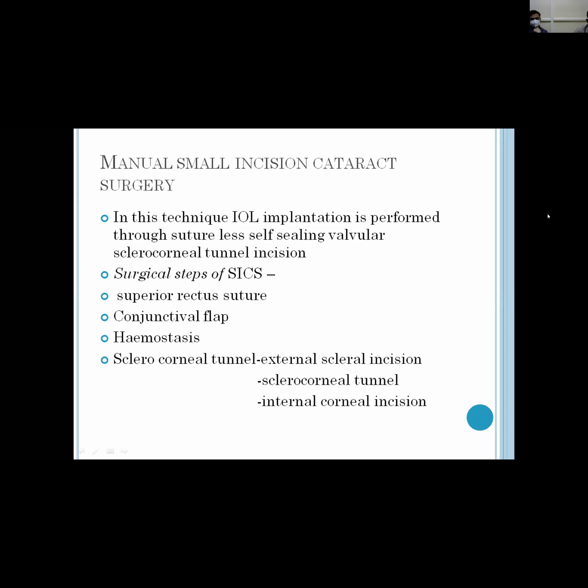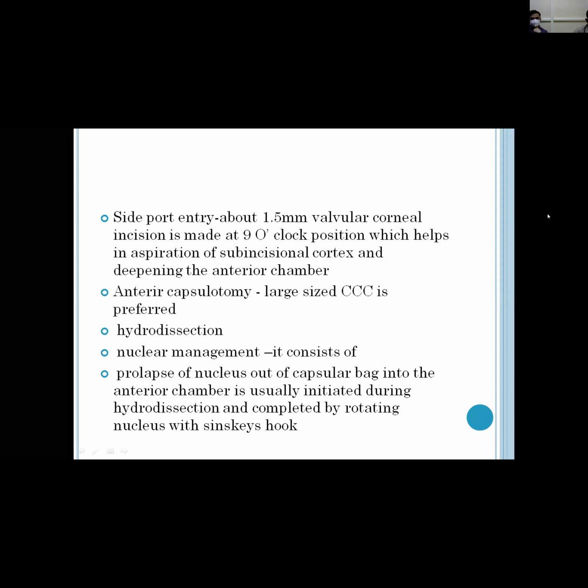Side port entry. About 1.5 mm valvular corneal incision is made at 9 o'clock position, which helps in aspiration of subincisional cortex and deepening the anterior chamber. Anterior capsulotomy. Large size CCC is preferred normally, and hydrodissection is done. Nuclear management consists of prolapse of nucleus out of the capsular bag into the anterior chamber, usually initiated during hydrodissection and completed by rotating nucleus with Sinskey hook.